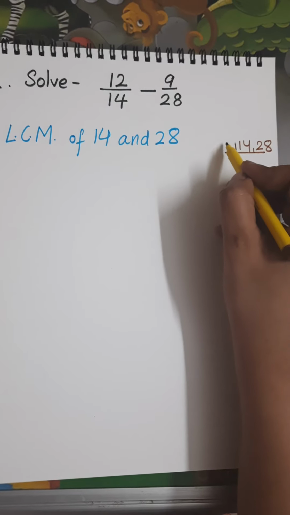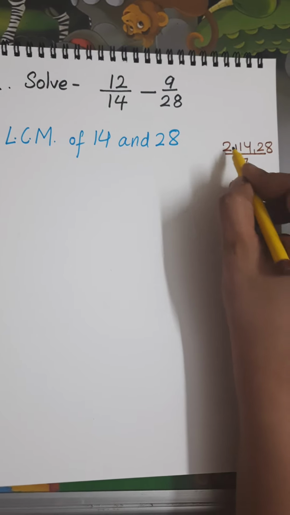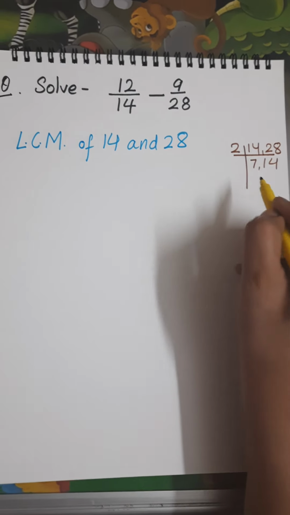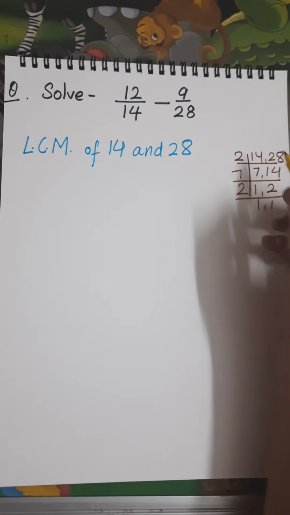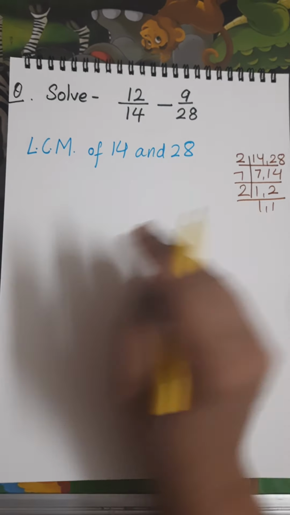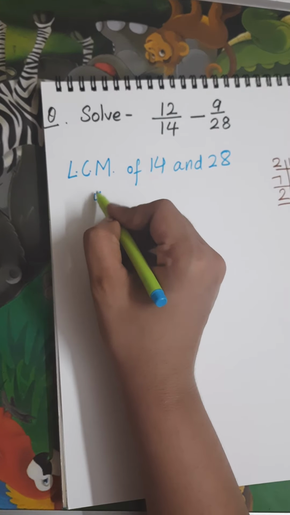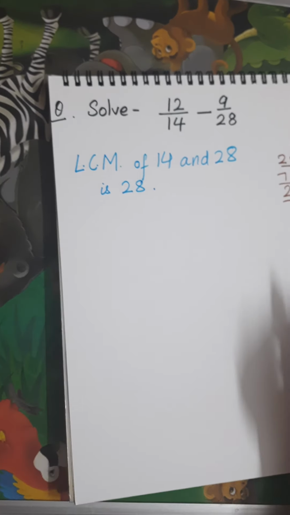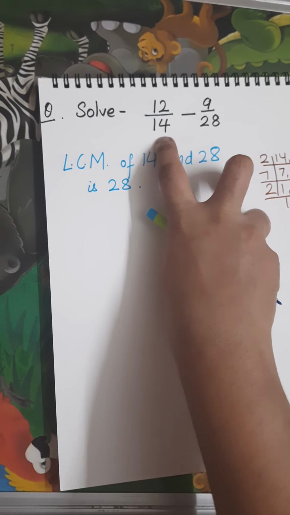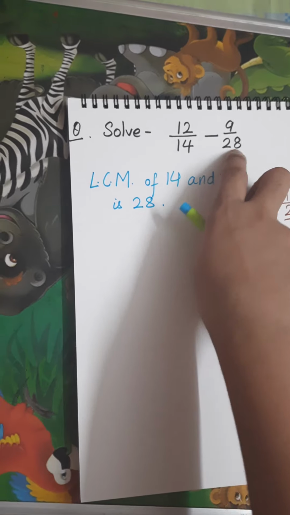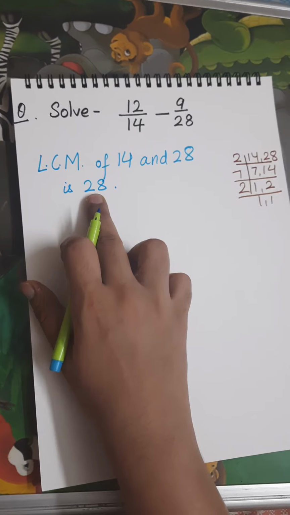So it is 14, 28. The first prime factor, since both are even numbers, it will be divisible by 2 straight away. Now 7. So here I have got 2 2s are 4, 7 4s are 28. So my LCM of 14 and 28 is 28. Also, straight away you could have guessed the LCM, since 28 comes in 14's table. 14 2s are 28, right?